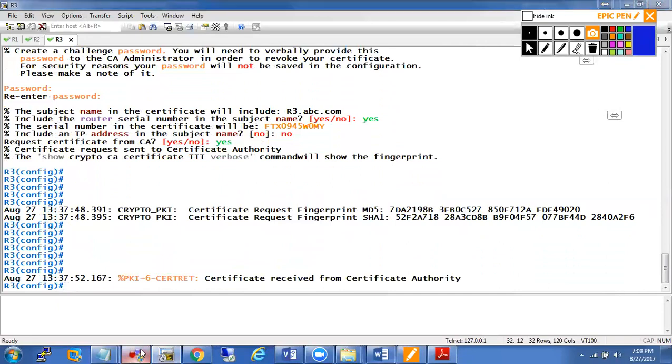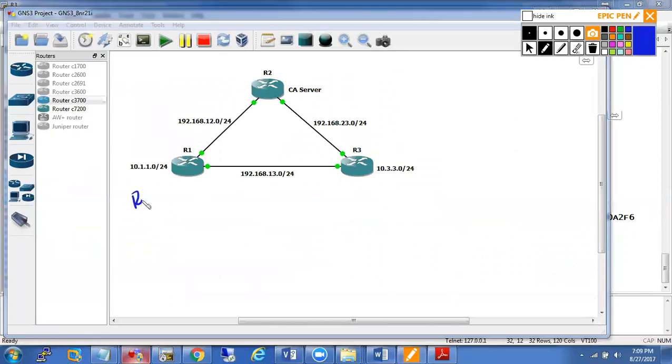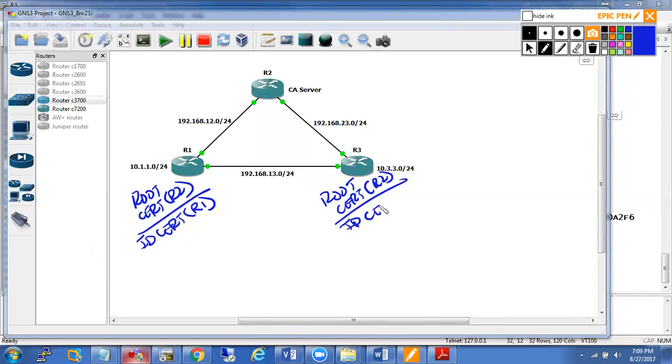So at this point, what do I have? What are the two certificates? Router 1 and router 3. I have my root certificate for R2, and I have my own ID certificate for R1. What does he have? He also has the root certificate for R2, which is my CS server, plus he has the ID cert for himself, R3.